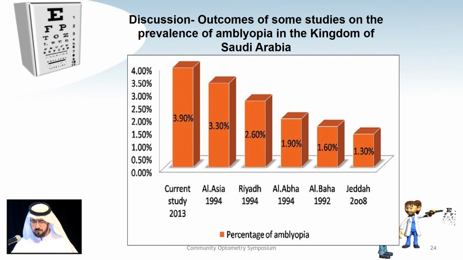Here are other studies in Saudi Arabia. Our study is the first on amblyopia. You see here 3.9 in our study, 3.3 in Al-Ahsa, 2.6 in Riyadh, 1.9 in Abha, 1.6 in Al-Baha, and 1.3 in Jeddah. All these are very old studies compared to our study.